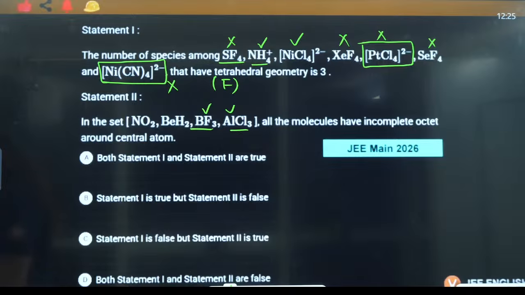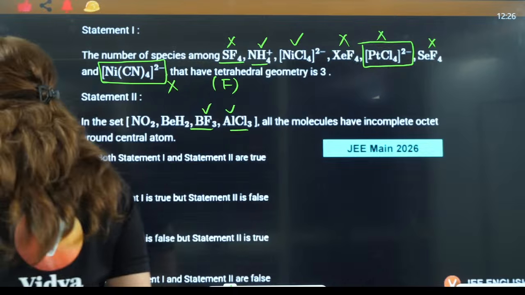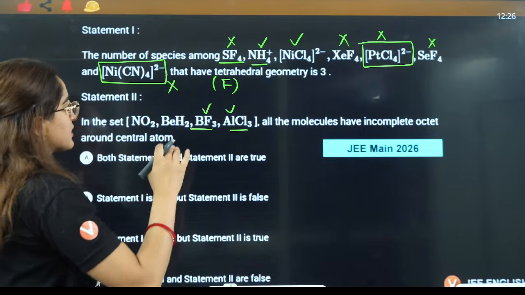Ma'am, if strong, wait a minute. Ma'am, what is cross pairing? But firstly, let's see here.